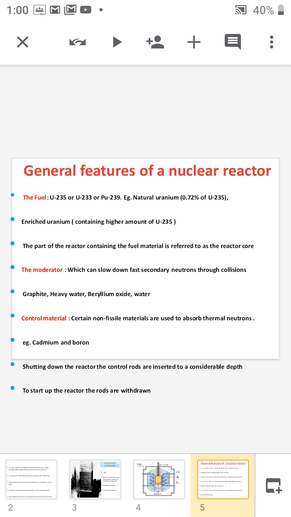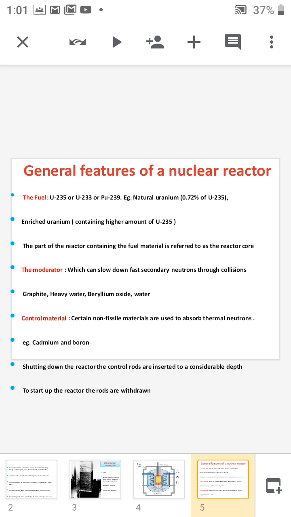And there is one more fissionable material available, that is enriched uranium. Enriched uranium contains a higher amount of uranium-235. And the part of the reactor which contains the nuclear fissionable material is known as the nuclear reactor core. Next is the moderator. We have already discussed what we mean by moderator.